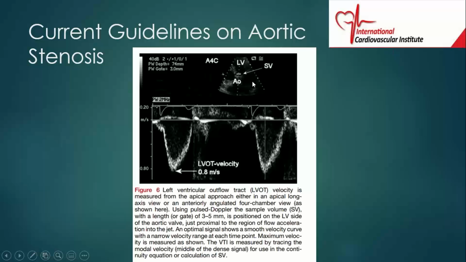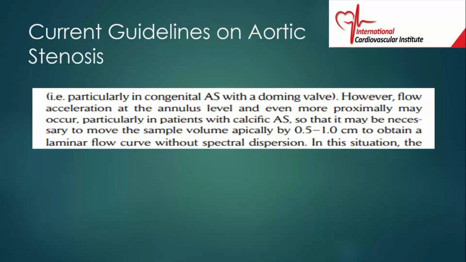So your two-dimensional echo is on top, apical 5-chamber view, and this is your cursor going straight across the aortic valve, but your sample volume is right there, a little distance away from the aortic valve. And you want to get a nice smooth curve like this. Okay, this is your LVOT curve. And then when you do your planimetry, it should be a modal curve. Okay, just trace it and get that. So again, you can get flow acceleration at the annulus level and even more proximally.